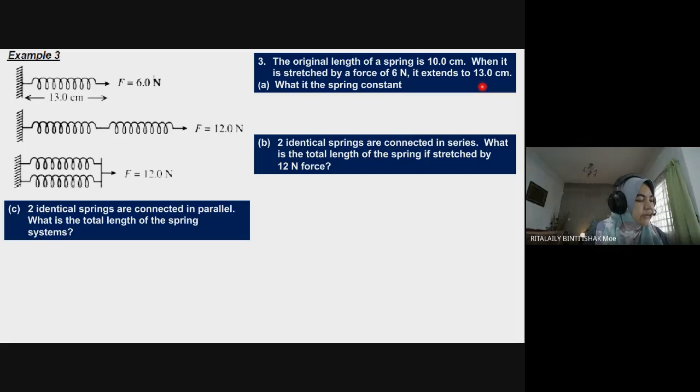K is 2. Ada lagi, Abirami, K is 2. Kasih, K is 2. Tajwini, K is 2. Okay, everybody is giving me K is 2. Okay, so K is 2 Newton per cm. Okay, so B.